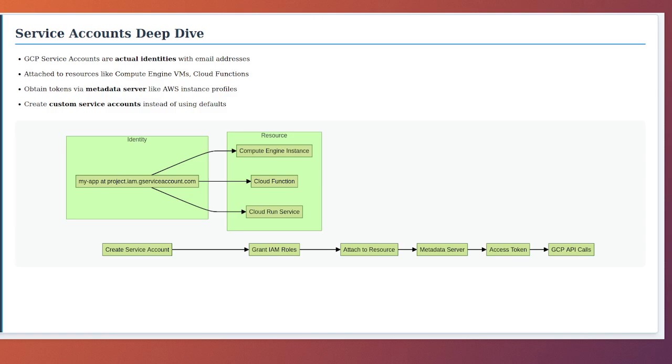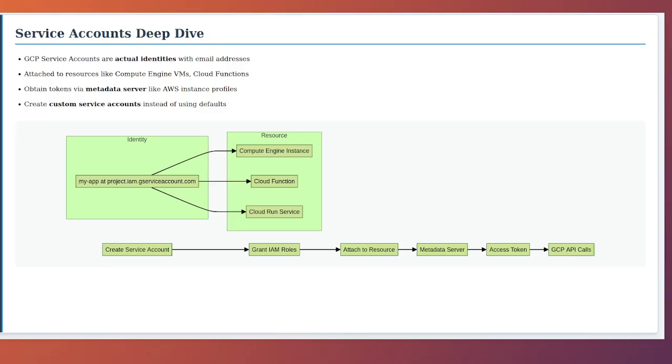When you attach a service account to a Compute Engine instance, that instance can access the metadata server to obtain access tokens for that service account. This is similar to how EC2 instances get credentials for their attached IAM role. However, the key difference is that the service account exists as a separate identity that you manage independently. You can see all service accounts in your project, grant them permissions through IAM bindings, and even allow other identities to impersonate them.